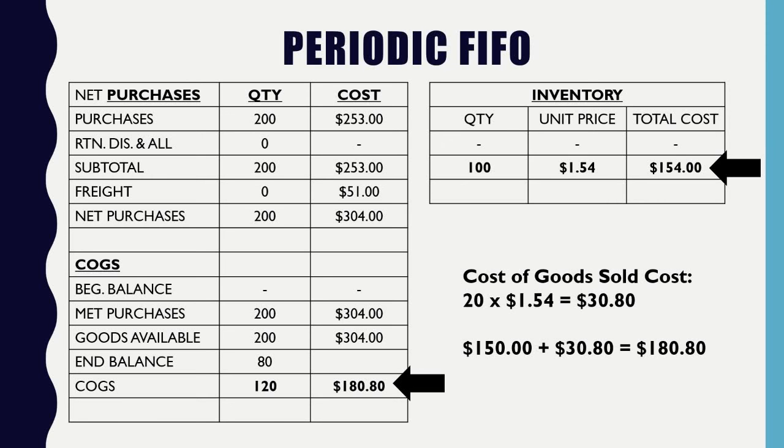Okay? Once you've done that, you're going to add them together, right? 100 plus 20 equals 120. So what's $150 plus $30.80? It's going to give you a total of $180.80. And that's where you're going to plug it into your cost of goods sold. Okay? Everyone with me so far? No. It will make sense when we actually do it.